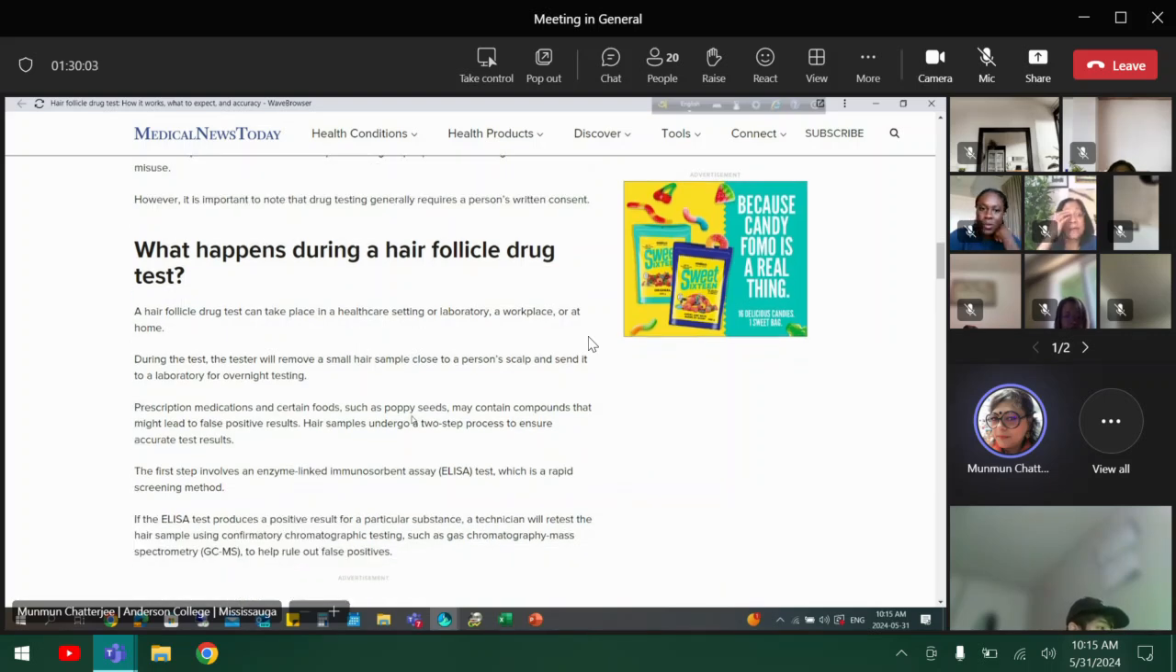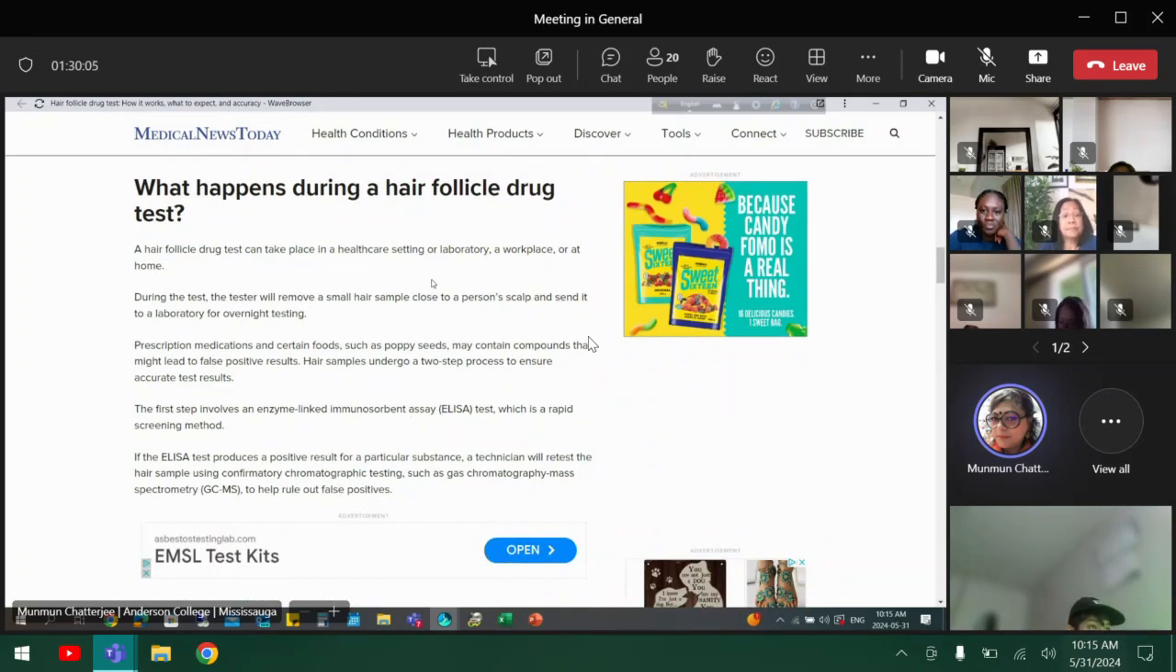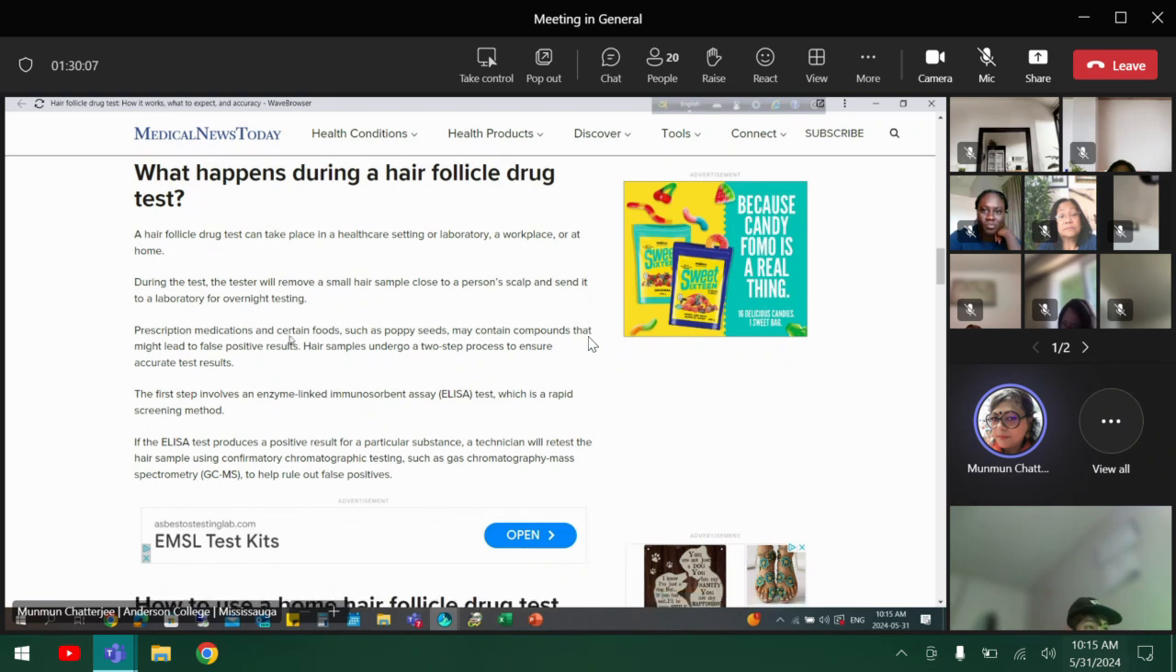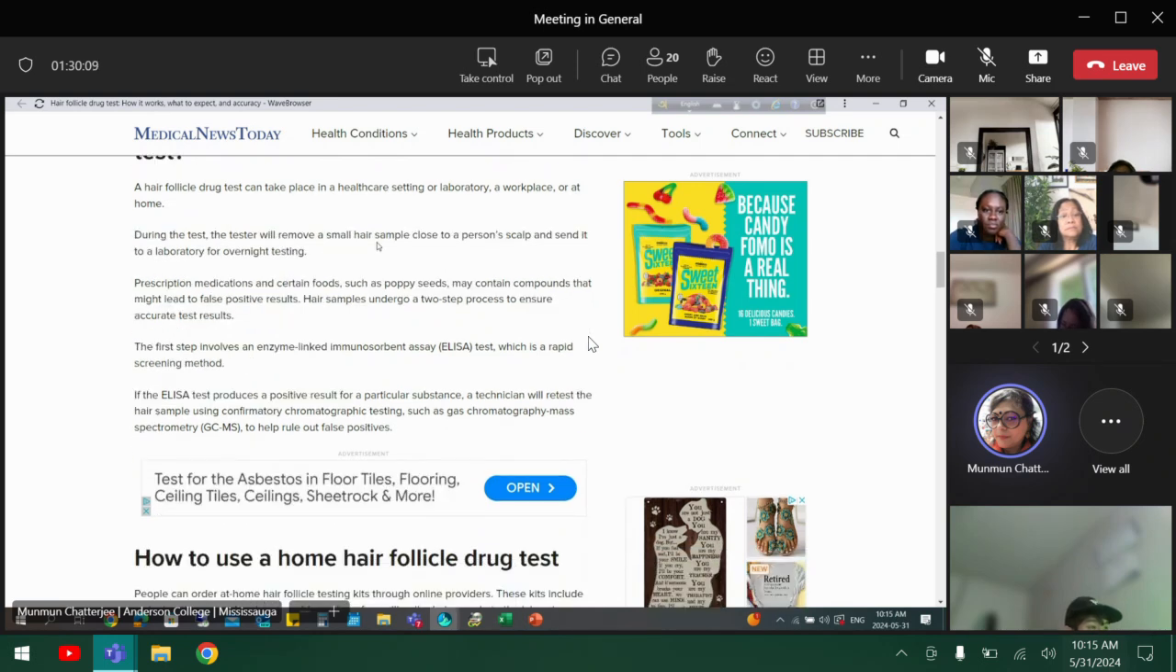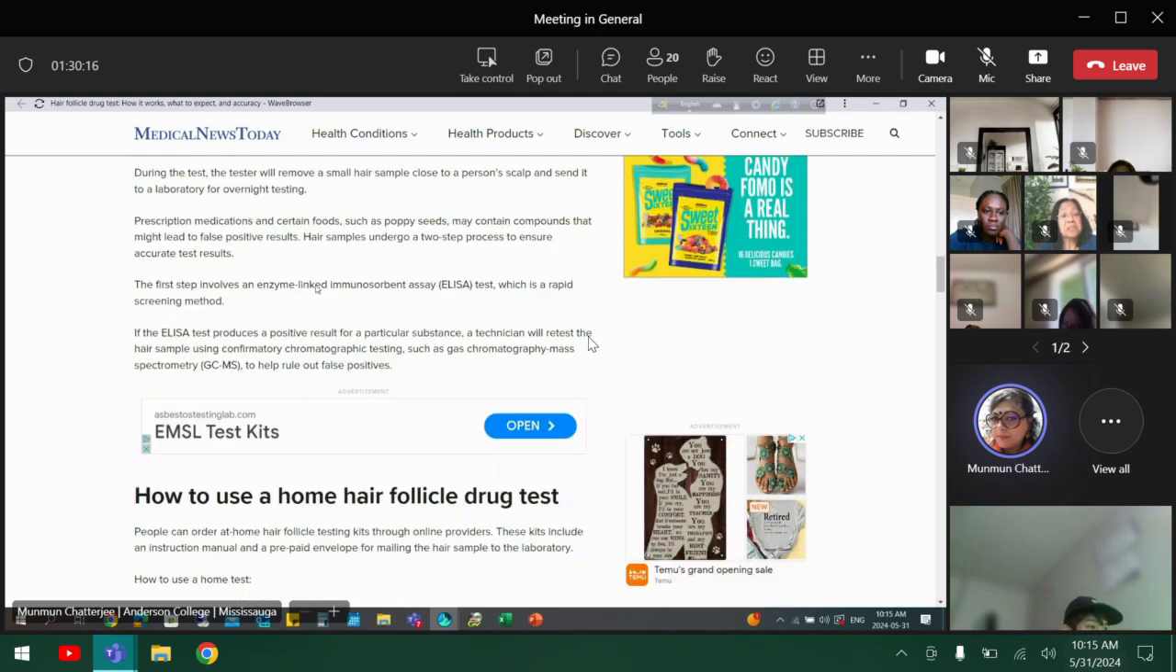A hair follicle drug test can take place in a healthcare setting, laboratory or workplace. During the test, the tester will remove a small hair sample close to the person's scalp and send it to a laboratory for overnight testing. Prescription medications and certain foods such as poppy seed may contain compounds that might lead to false positive results. We eat poppy seed a lot, so I cannot do that.